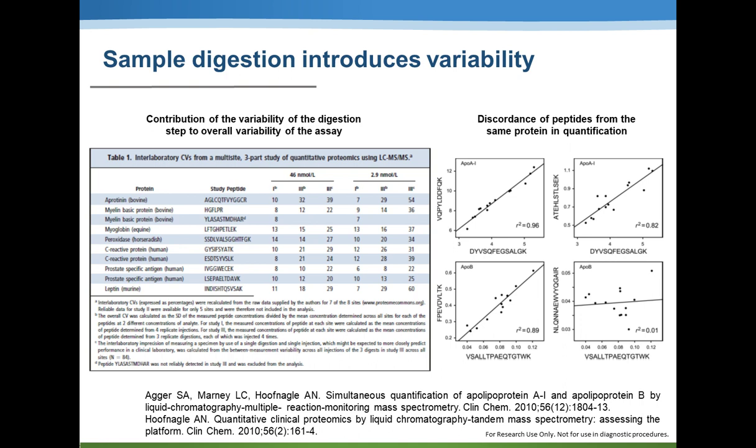Another big issue is that sample digestion is going to introduce variability. Variation of digestion performed at different labs is a major contributor to the overall variability of the assay. People have also observed discordant measurements of peptides from the same protein used for quantification. For example, in the figure on the right, those are peptides from the same protein. You see a very nice correlation, but sometimes if you switch to another peptide, the correlation gets very bad.